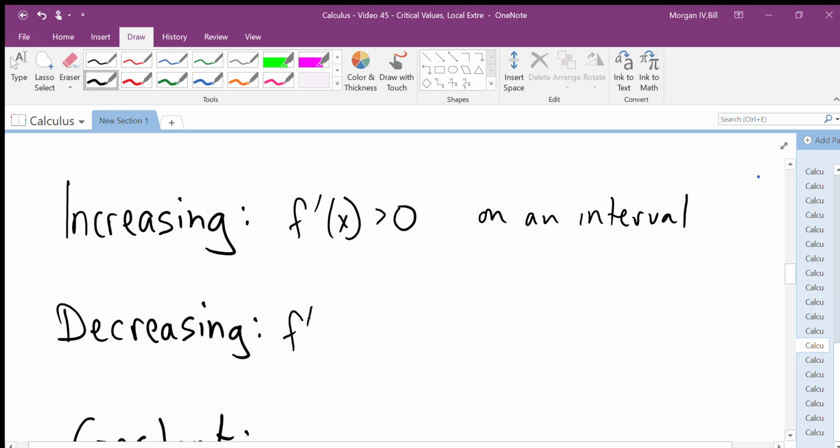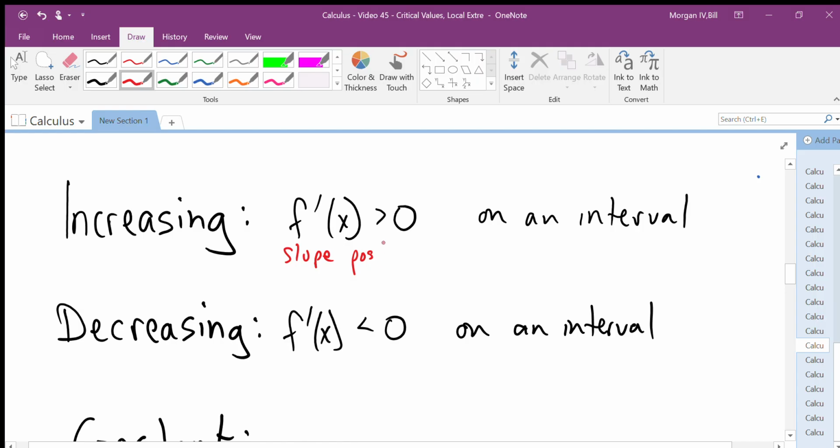Decreasing if the derivative is less than 0. Think slope, right? The derivative is slope. If the slope is less than 0, if the slope is negative, that means decreasing. And increasing, derivative greater than 0. That means slope greater than 0, slope positive, that means increasing. So when we write f prime of x greater than 0, you might be thinking that means the slope is positive. And when we write f prime of x is less than 0, that is when the slope is negative.